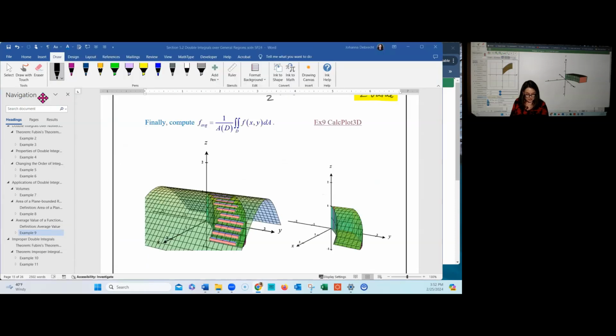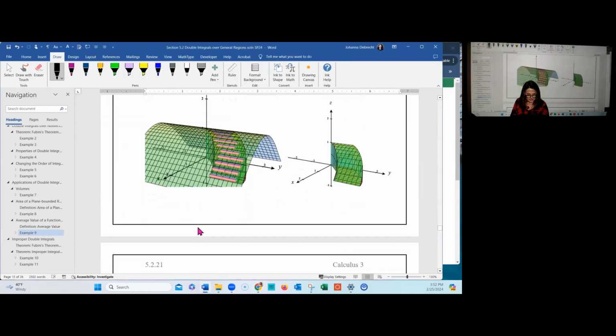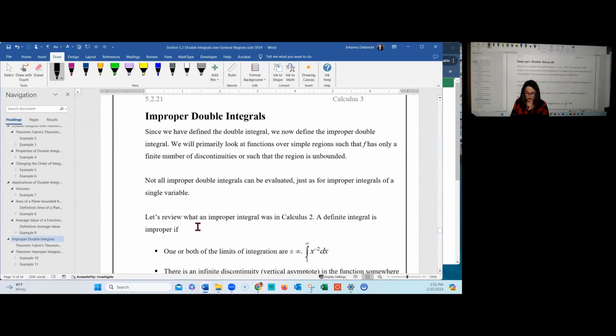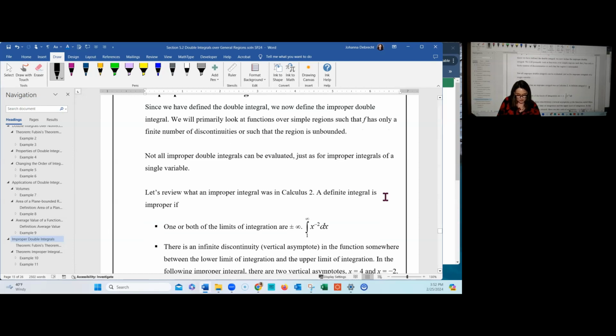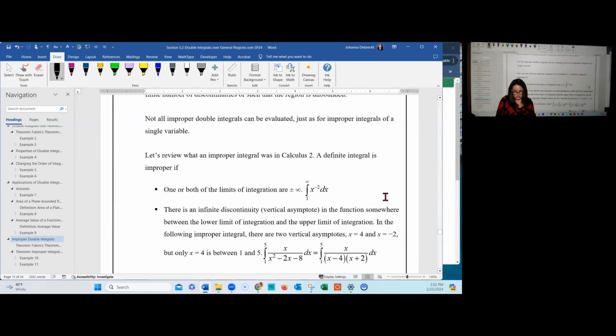Let's now turn our attention to the next example, which is improper double integrals. Improper double integrals are somewhat similar to what we saw in Calculus 2. In Calculus 2, there were 2 types of improper integrals. Just as in Calculus 2, not all improper double integrals will be able to be evaluated. Some of them simply will not be.